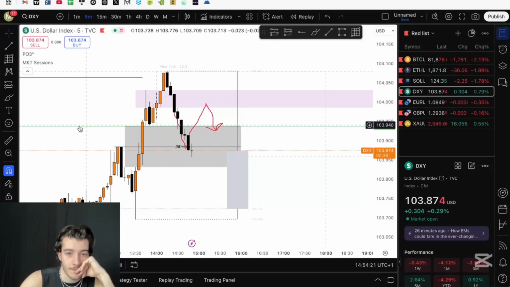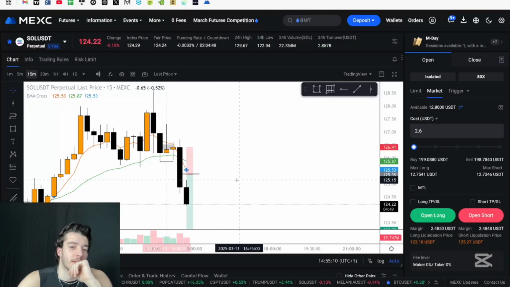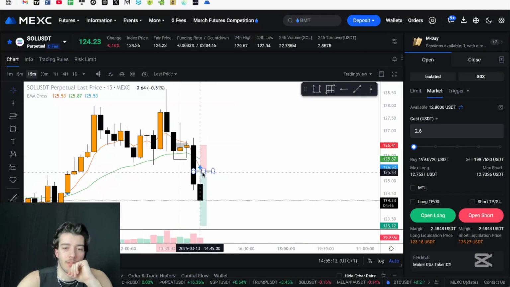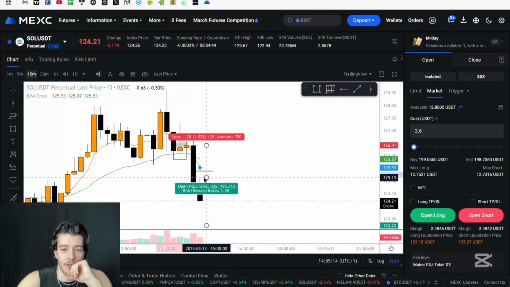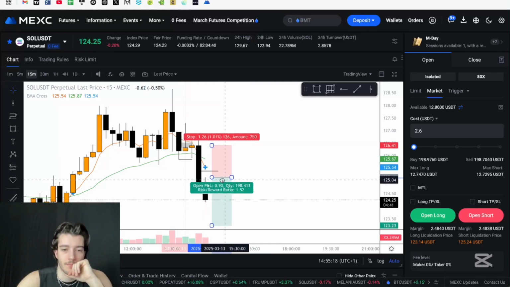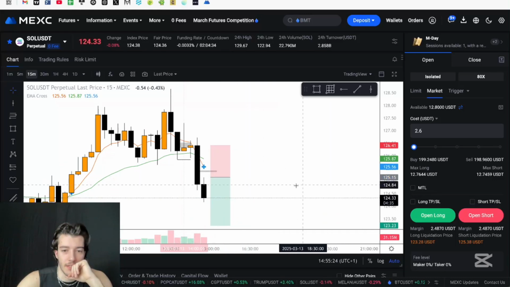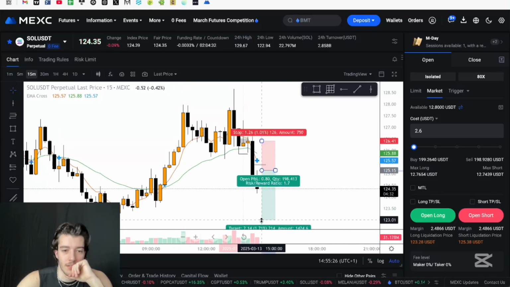A tap into this fair gap would also be nice, so I can enter off of this tap, this 50-minute fair gap that we're currently forming, and then stop loss above this body here, and yeah, that would be nice. Targeting this low down here.